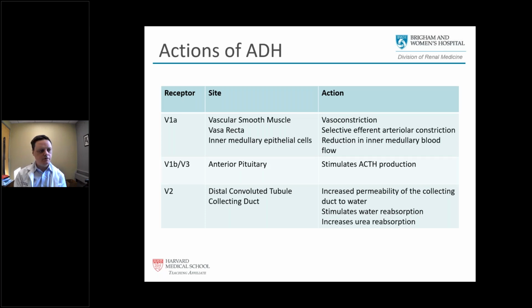For the actions of ADH, there are a number of different places where it acts. The V1A receptors are in vascular smooth muscle and lead to vasoconstriction. The V1B, V3 receptors are in the anterior pituitary and stimulate ACTH production, which leads to aldosterone production and raising blood pressure. And the V2 receptors are in the kidney, in the distal convoluted tubule and the collecting duct, and they increase permeability of the collecting duct to water. What this does is it stimulates water reabsorption and increases urea reabsorption, both of which increase the urine concentration.